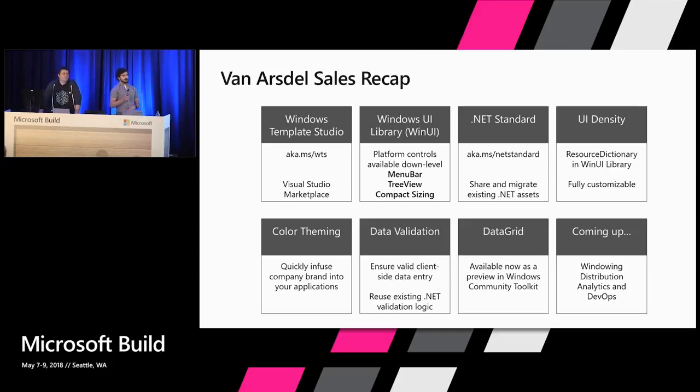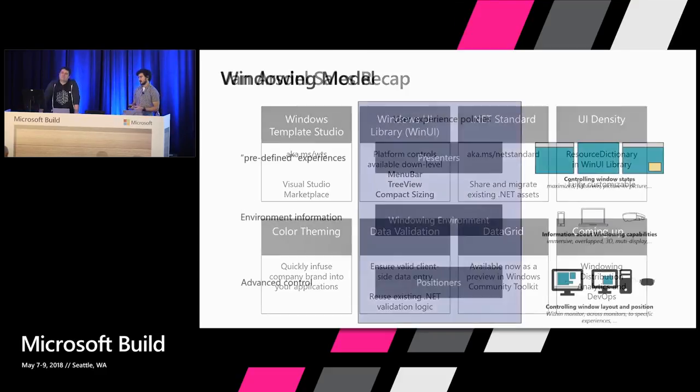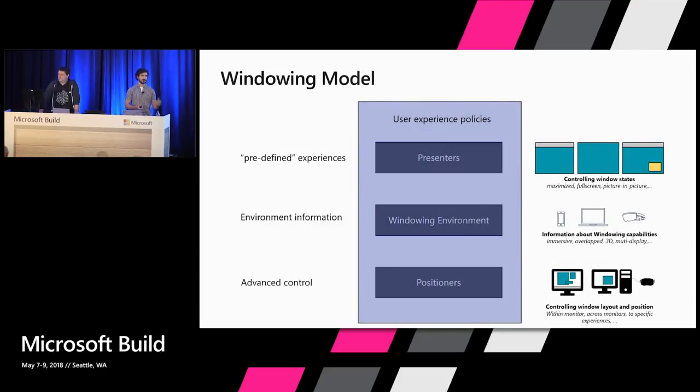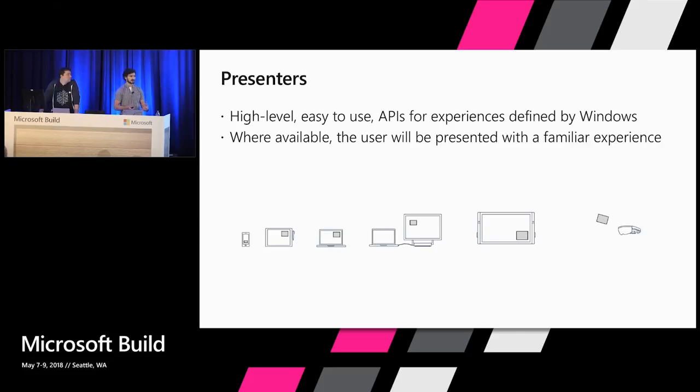So there was a big talk about windowing, I think it was earlier today by one of my colleagues, Rob, where he went through the windowing model that's coming to the Universal Windows platform. And if windowing is incredibly important to your organization, I highly encourage you to find that recording and take a look at it. But the approach that we're taking is essentially a three-tiered approach consisting of presenters, environment information, and then more advanced control. And the way you can think of presenters is it's higher level, easier to use APIs that allows you to do things that are expected in Windows 10.